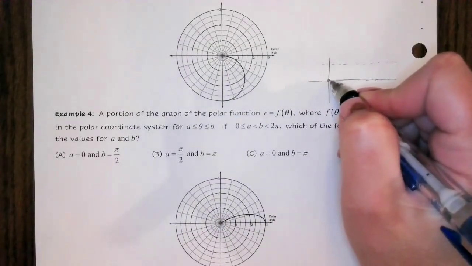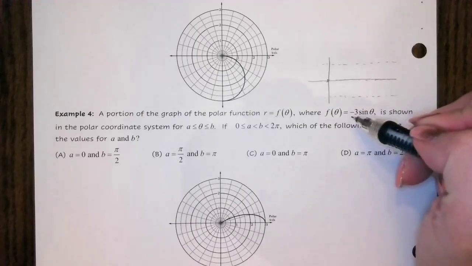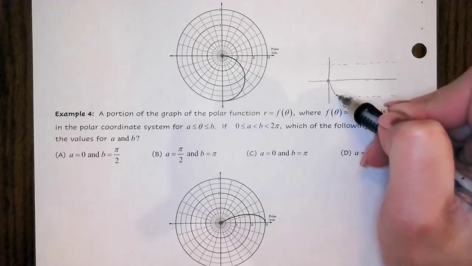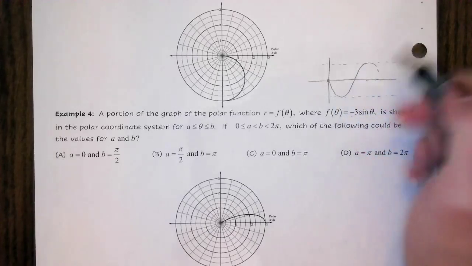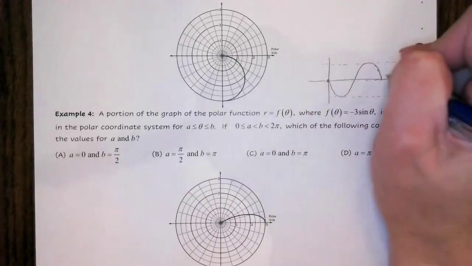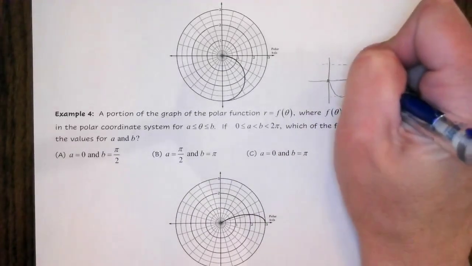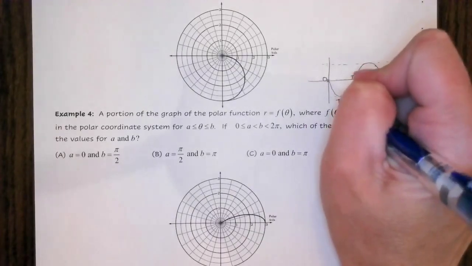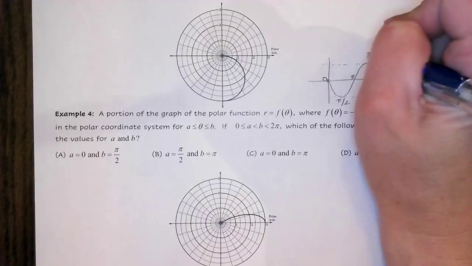Now the sine curve starts on the midline, so I'm going to start right there. It is negative, so instead of going up and down, it's going to go down and up. Oops. There we go. All right, we know this is at 2 pi, this is at 1 pi, and this is at 0. And then we've got pi over 2 here, and we have 3 pi over 2.